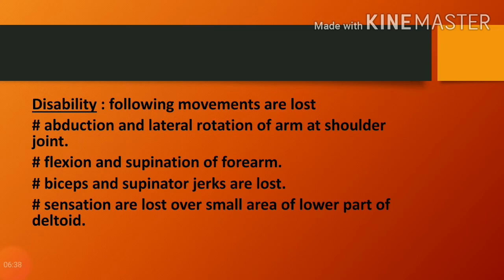Okay, so it's very easy. If you just remember any one of this disability or deformity, you will find it easy to cover both of them. The other point we have is that biceps and supinator jerks are lost. Definitely supinator and biceps are paralyzed, so how can they be jerked out? Sensations are lost over a small area of the lower part of deltoid also.